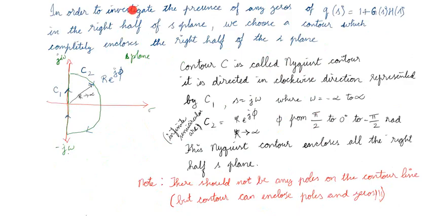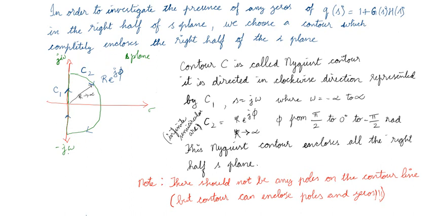In order to investigate the presence of any zeros of Q(S) in the right half of the S plane, we choose a contour which completely encloses the right half of the S plane, right? So I am taking the S plane. In this, I am going to cover the entire right half. Entire right half is this region. For this, I am going to take a contour. Contour is nothing but a closed path.